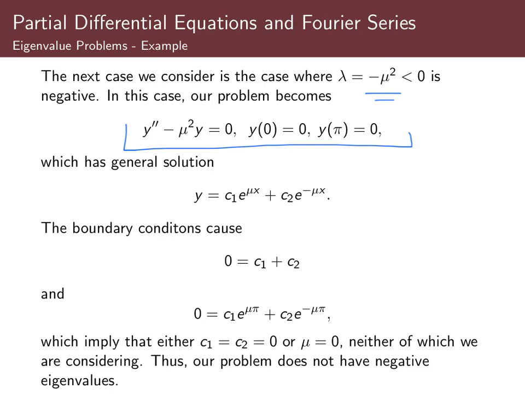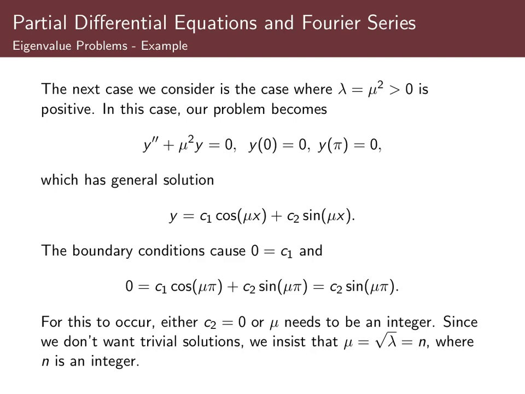and the only way that these exponential functions can satisfy these boundary conditions is if either both of the constants are 0 or mu is 0, neither of which we are considering. We're considering a negative lambda, so mu can't be 0. And if both of the constants are 0, then y is 0. And so therefore, our problem does not have negative eigenvalues.